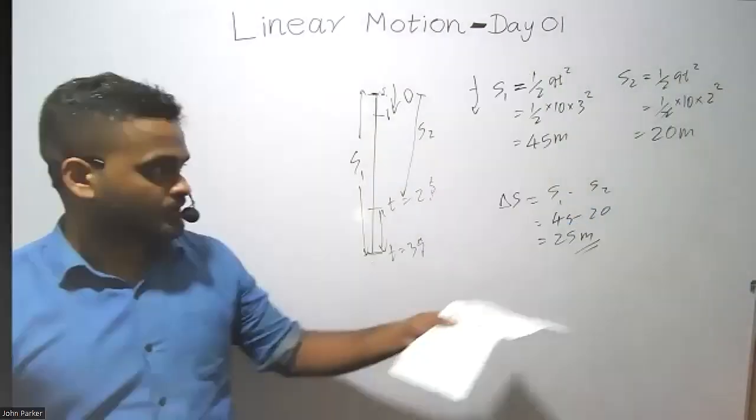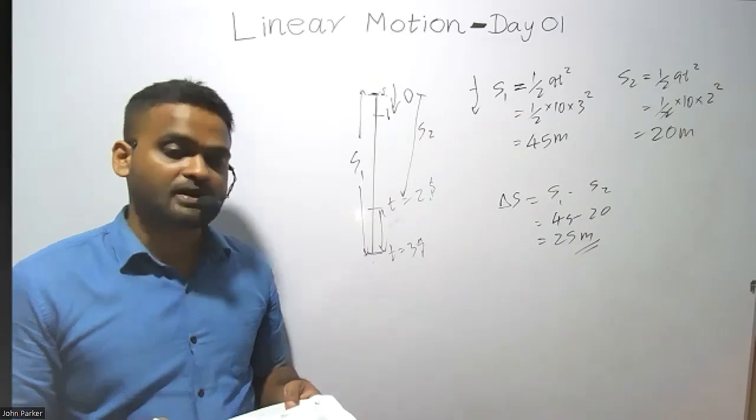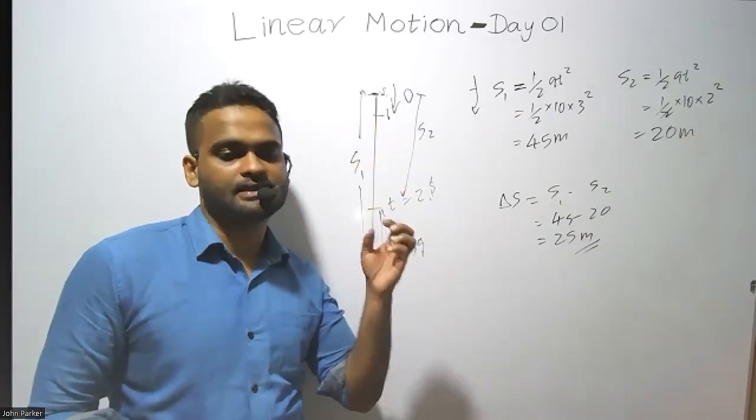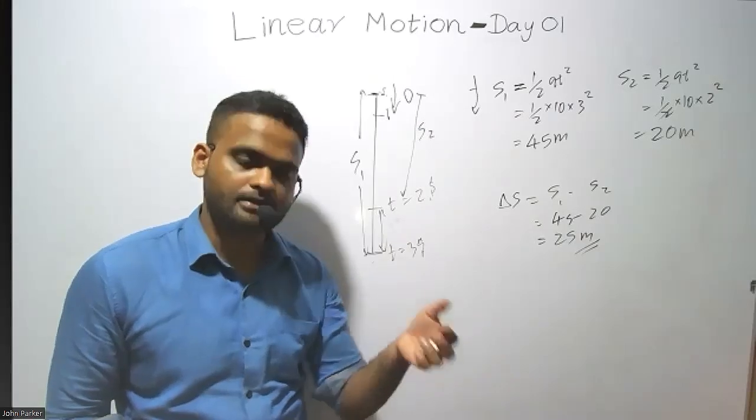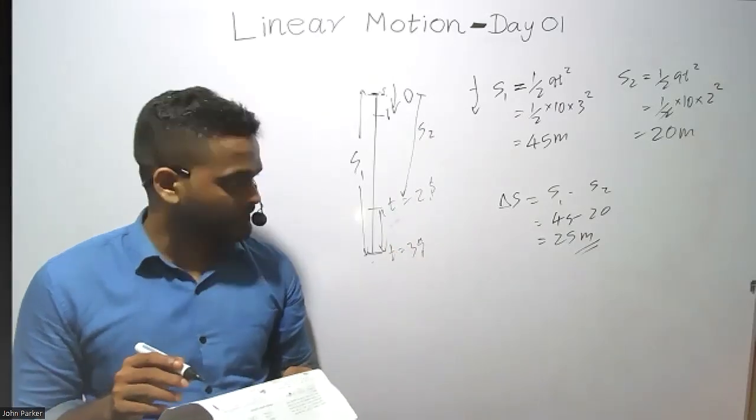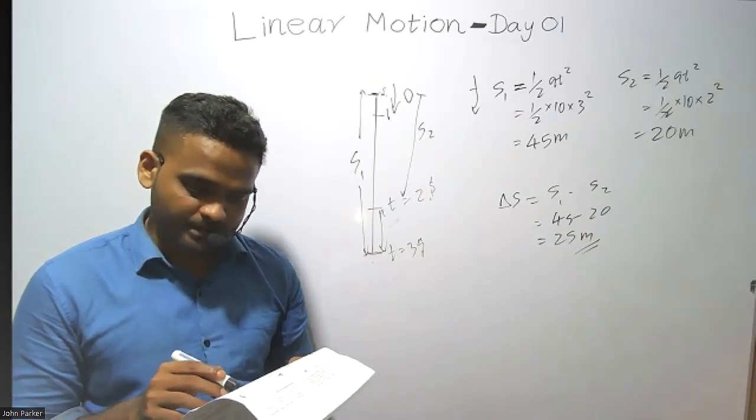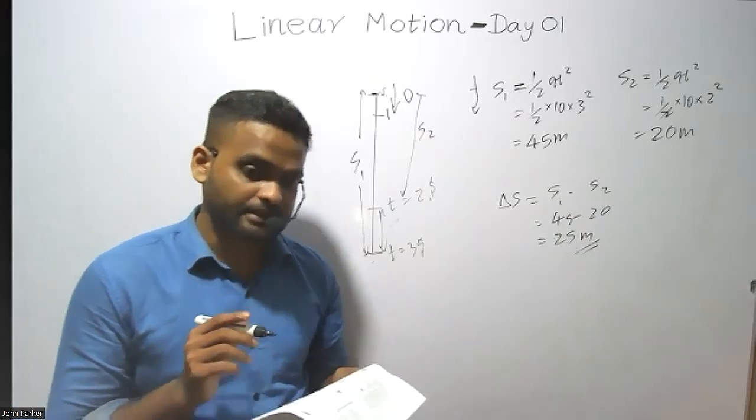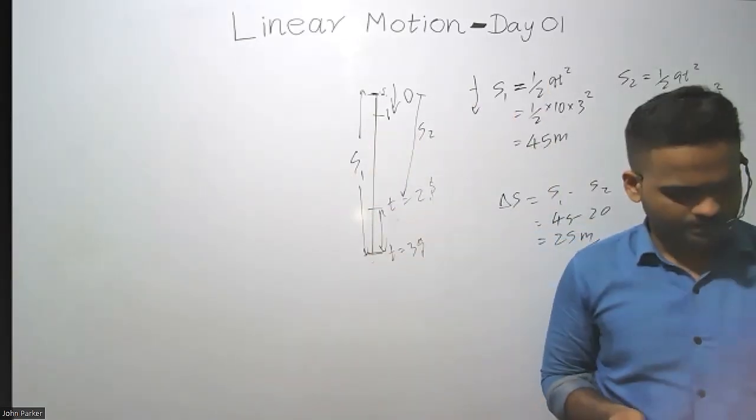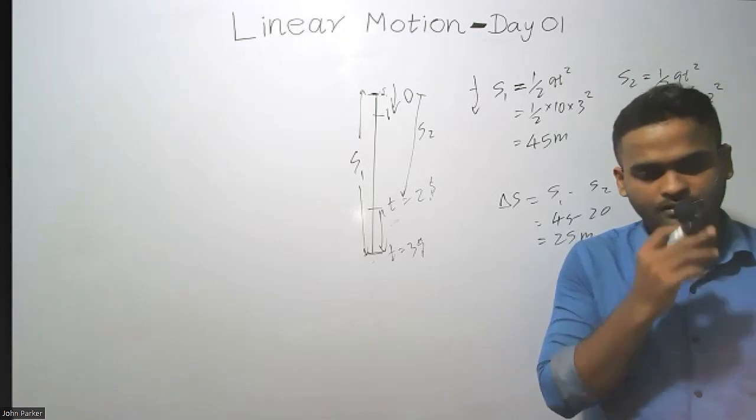25 meters. This is the distance, right? 25 meters. And what is the acceleration? Everywhere acceleration is 10 meters per square second, right? That is the gravitational acceleration. Yeah, correct. So it is 25 meters and 10 meters per square second. Third one, right? Just take it down.